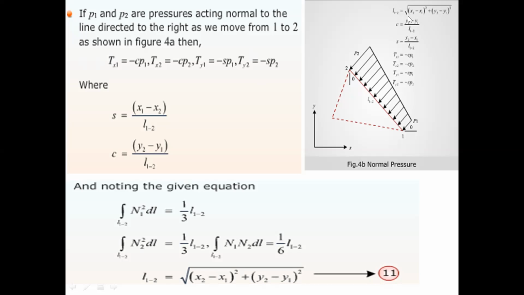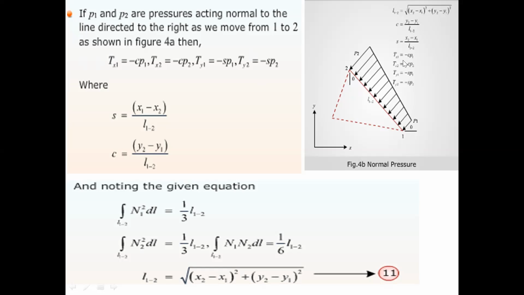So the length of the member, by knowing the coordinates of 1 and 2, you can find: the length of 1, 2 is the square root of (x2 minus x1) squared plus (y2 minus y1) squared. If you want to resolve, you need cos theta, which we represent as C, and sin theta, which we represent as S. Cos theta is y2 minus y1 by length, and similarly sin theta is x2 minus x1 by length.